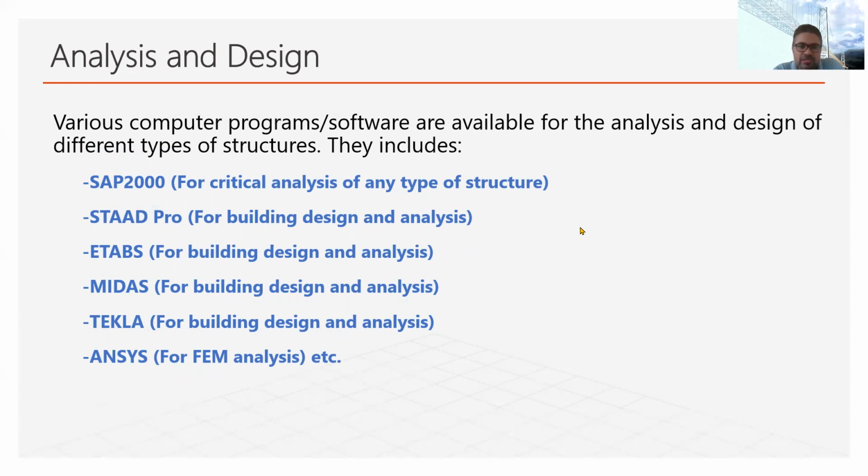SAP 2000, it is basically a software which is used to analyze any kind of structures. So any kind of structures can be analyzed using this software. Similarly, STAAD Pro and ETABS, they are used to analyze and design the building structures. They may be concrete structures, they may be steel structures. So both of these types of structures can be designed using STAAD Pro and ETABS.